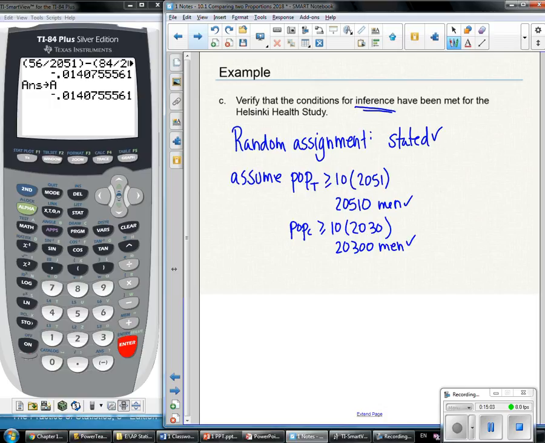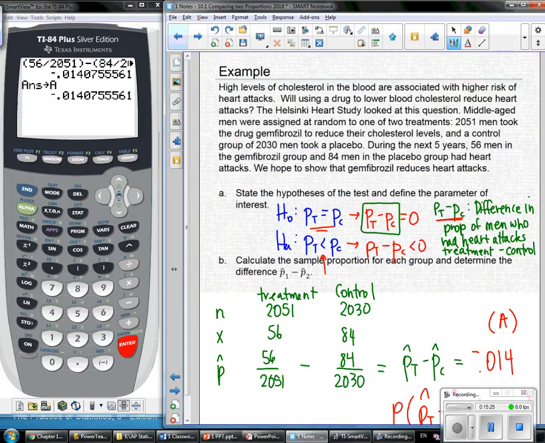Okay, and again, we know that there are plenty of men in this world. The last thing would be to check all of our n times p and n times 1 minus p. What we were able to do before, when we were dealing with a single proportion and a null hypothesis, was that we had a claim about the population. I had a value for p. If you look back at the problem, all we have is the sample data. We have the sample proportions. There is no claim about the true proportion of men who would have heart attacks taking this drug, or the true proportion of men who would have heart attacks taking the placebo. We don't know what the true proportions are.